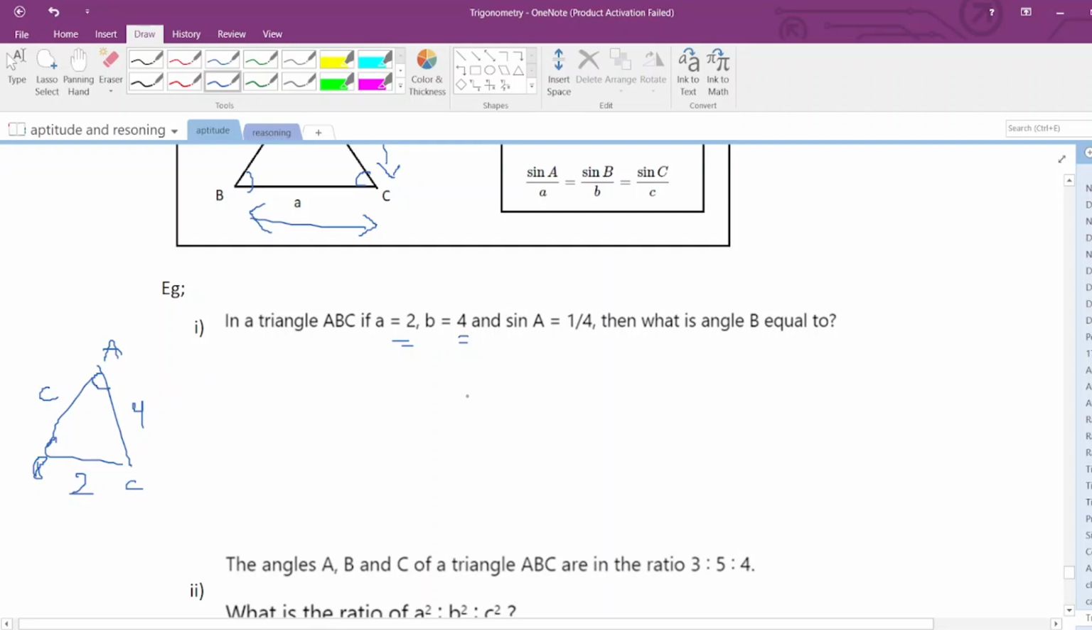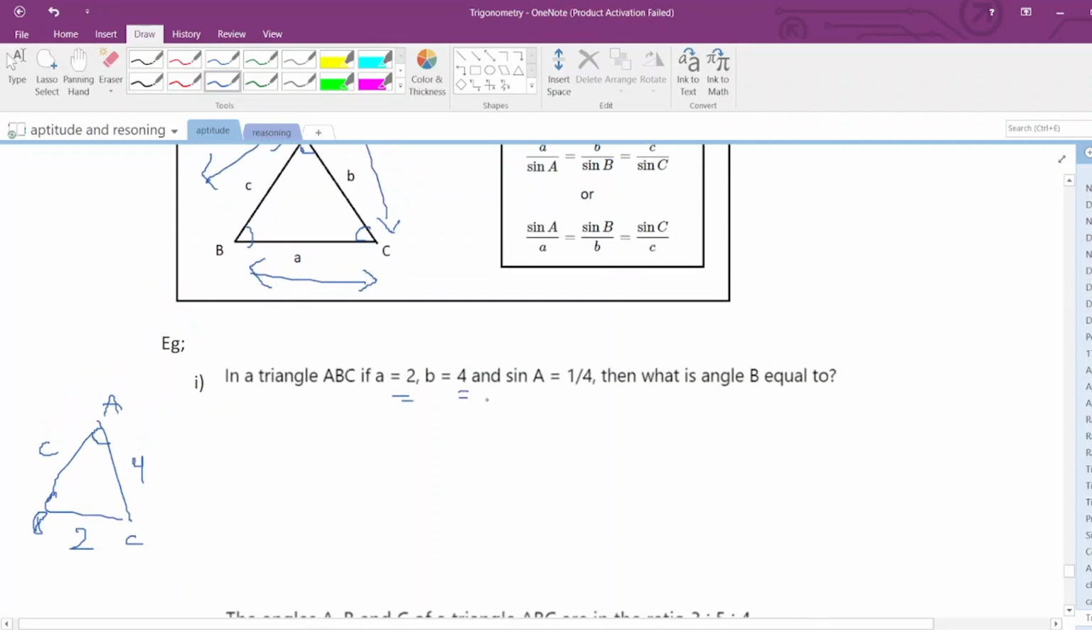Okay, now we have to find the angle B. So in that case, what is the formula? a by sin A is equal to b by sin B.